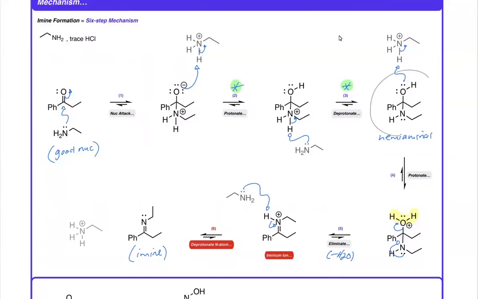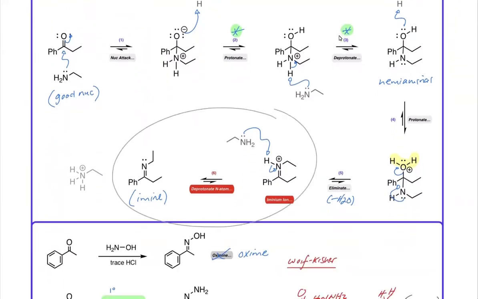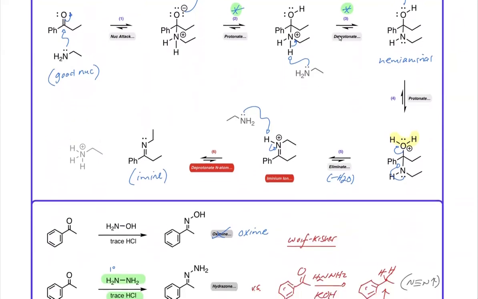We need to then generate the hemiaminal, so 2 proton transfers are required. We'll eliminate a water leaving group, and in the last step, we deprotonate the nitrogen atom directly to alleviate the charge on our iminium ion intermediate.